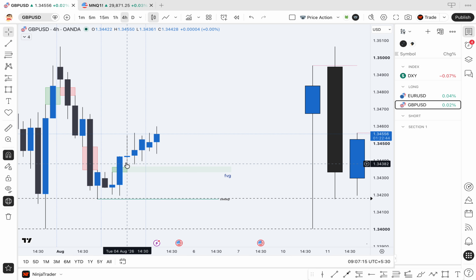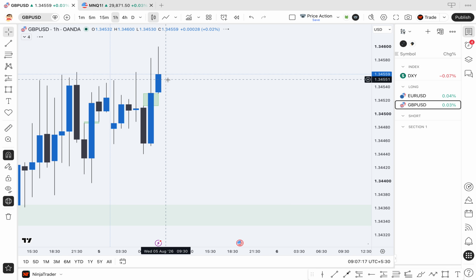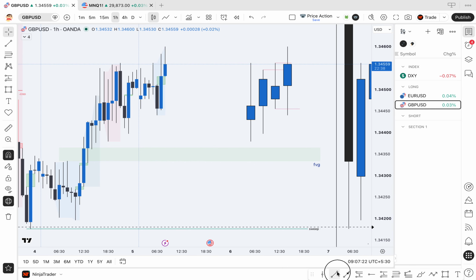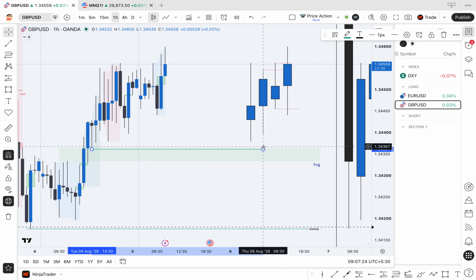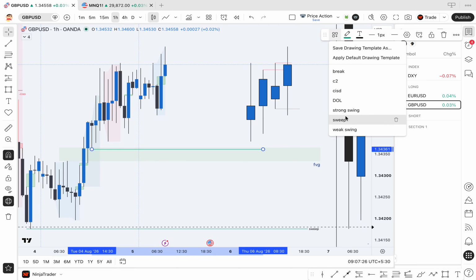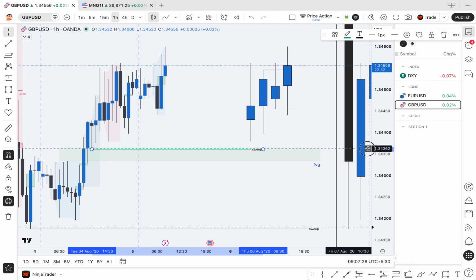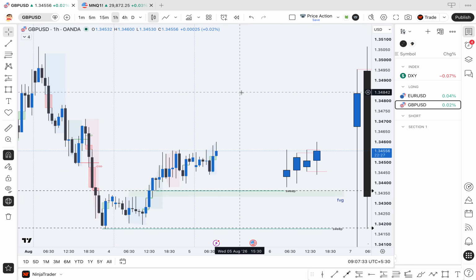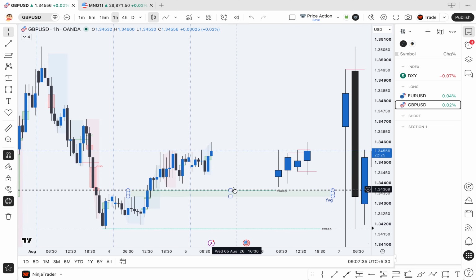But we need to look for a swing point here on hourly time frame. Do we have a swing point? Yeah, we kind of do this. I will mark this as well as another. So now let's see. On GU we have 2 points, first and second.